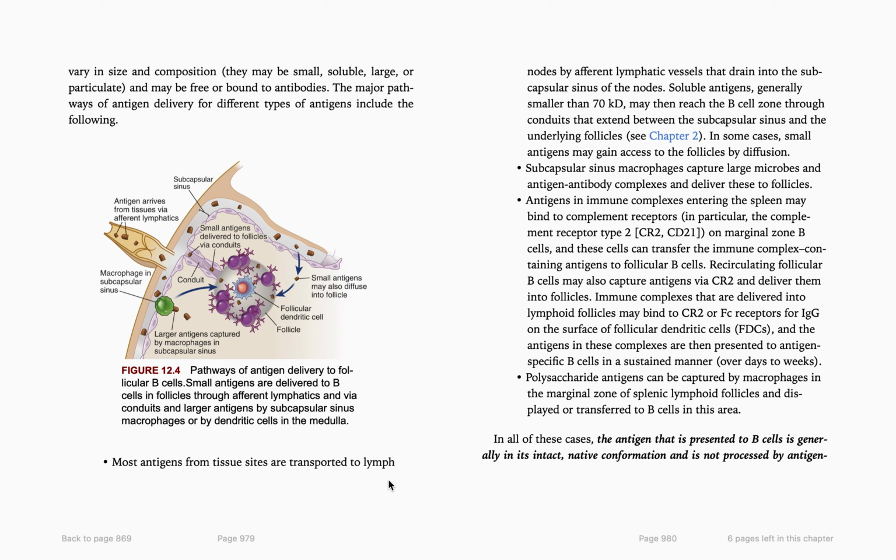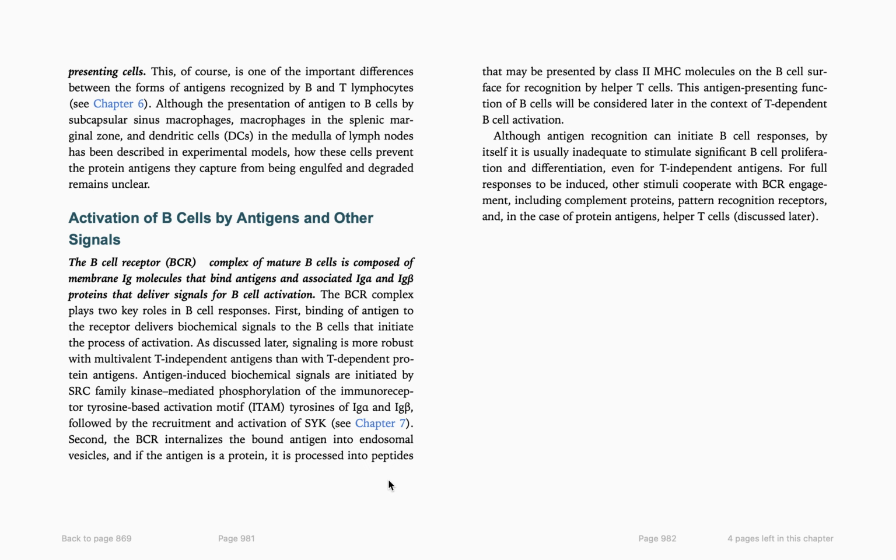In all of these cases, the antigen that is presented to B cells is generally in its intact native conformation, and it's not processed by antigen presenting cells. This, of course, is one of the important differences between the form of antigen recognized by B cells and T lymphocytes, as discussed in chapter 6.